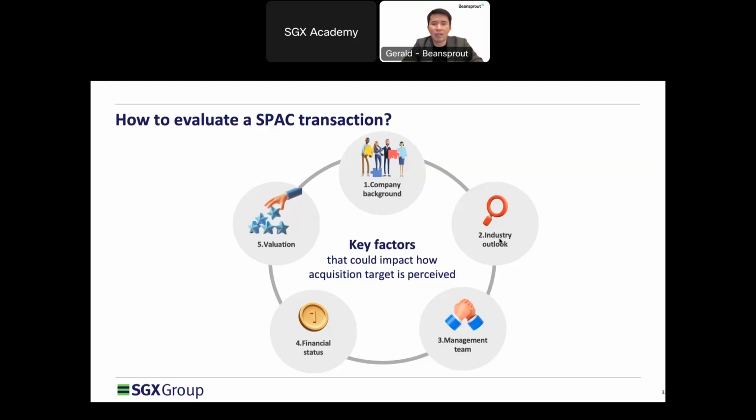Number one, we can look at the company background. What is the company actually doing? How are they making money? What is its market share? Those are the different things that we can do to understand the company background.